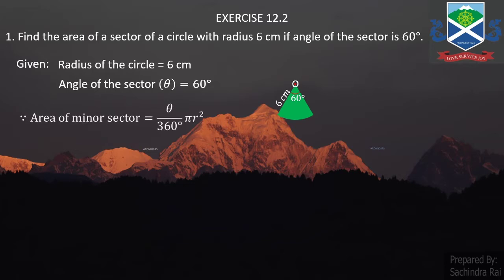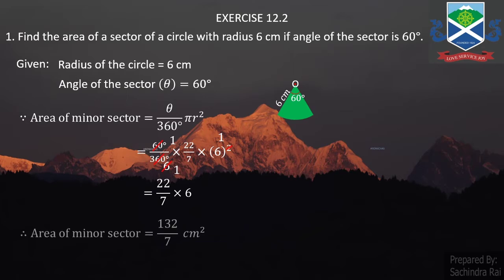and since this is the smaller sector, we can find out the area of the minor sector as theta by 360 into pi r square. When you put the value of theta, pi and r square, we get this expression, and then after dividing, 60 times 1 is 60, 60 times 6 is 360. This 6 we can cancel with one of the 6 on the numerator, so 6 times 1 is 6 and one of the 6 is cancelled. So we get 22 by 7 into 6. After multiplying the numerator and the denominator, we get 132 by 7 centimeter square, which is the area of the minor sector.